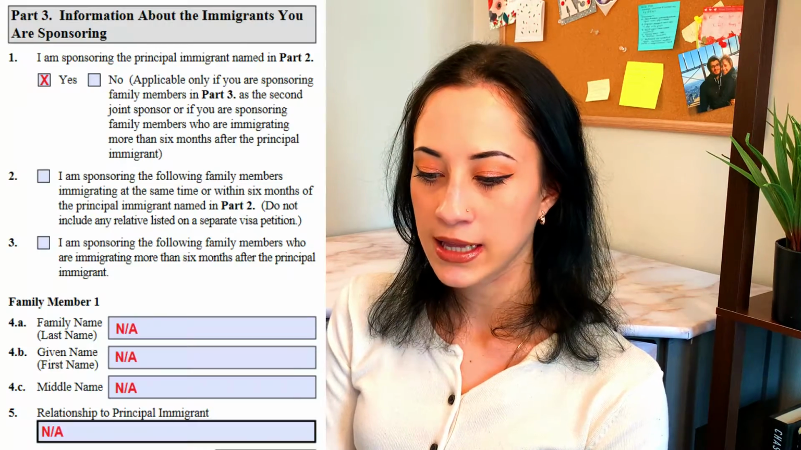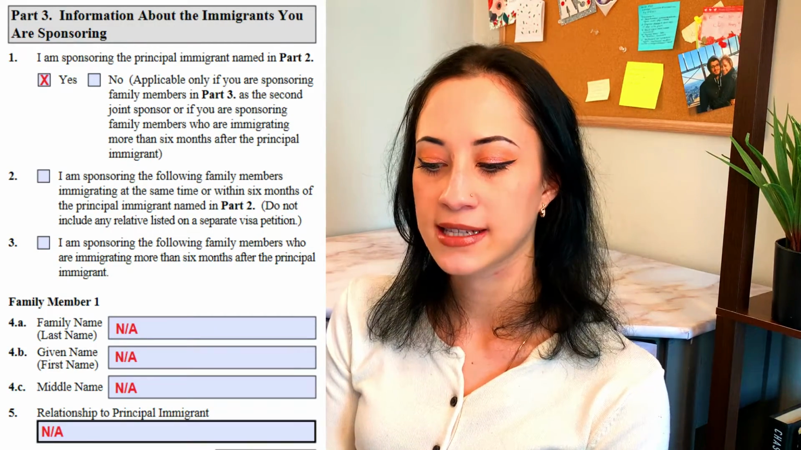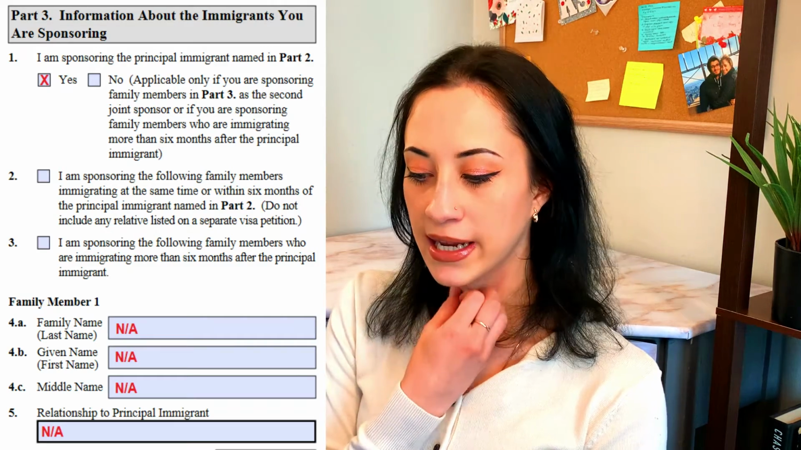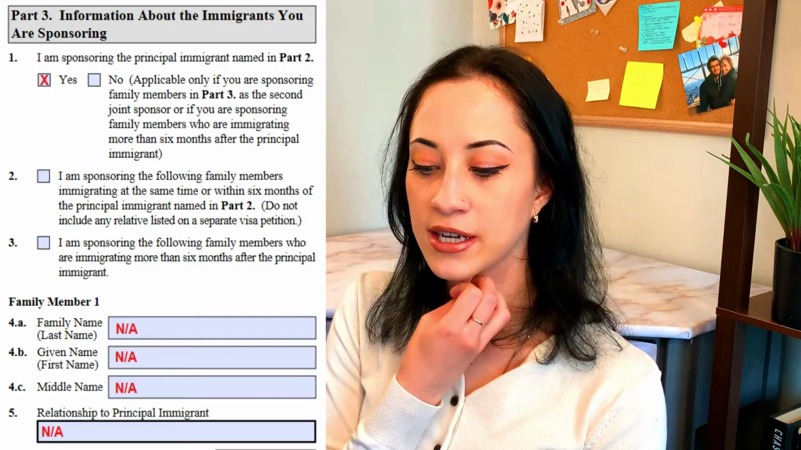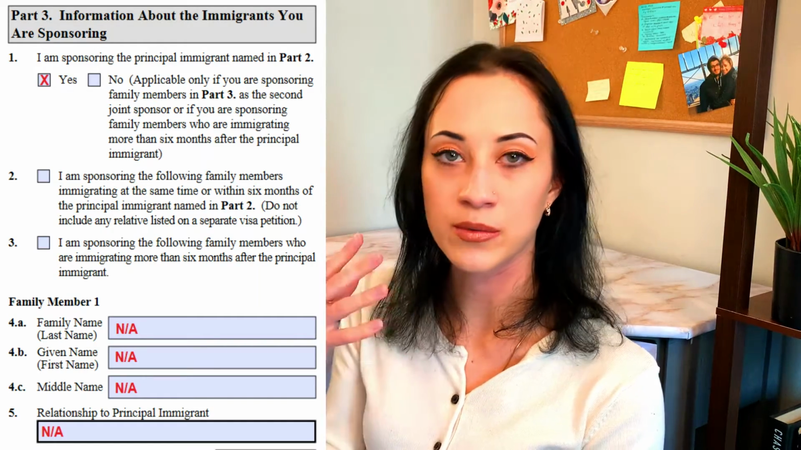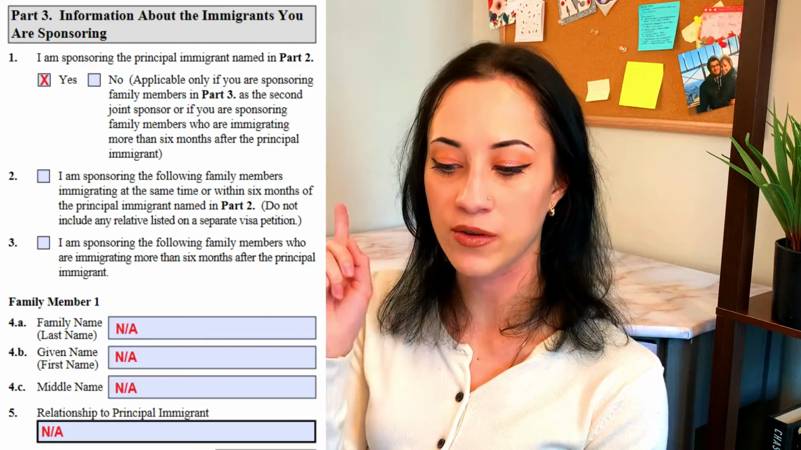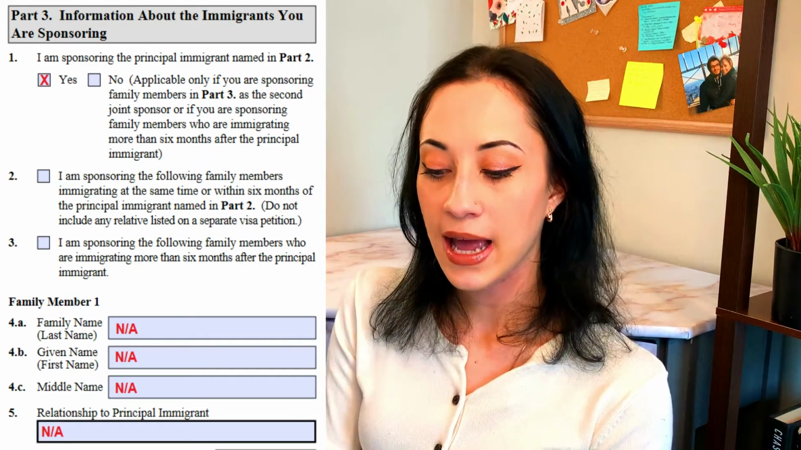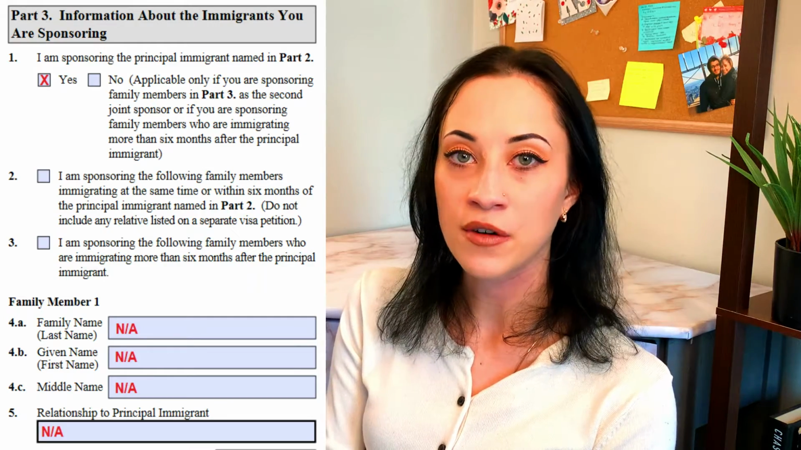Now, also, let's look at the affidavit of support form as well for this situation. In part 3, where it's asking about information about the immigrants you're sponsoring. So in here, you are going to answer yes to question 1. I'm sponsoring the principal applicant. So that would be one of your parents. Again, remember, you will be filling out a separate one for each of your parents. And then the rest, you will leave blank.